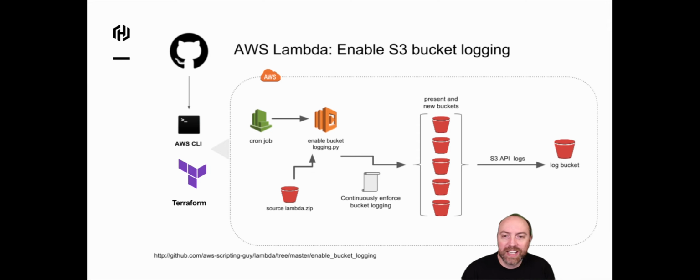Lambda function. It sits in an S3 bucket itself. And on an interval, it says cron job here. We're talking about, I believe, CloudWatch Events. It's going to run and it's going to look at all the current and new buckets and make sure that they're configured by just enforcing the settings on every bucket.